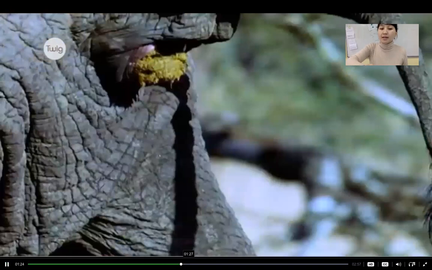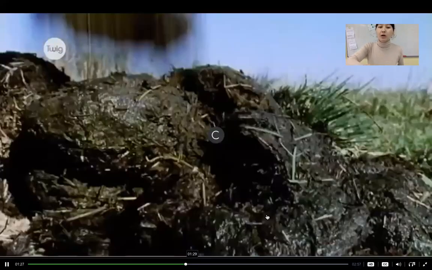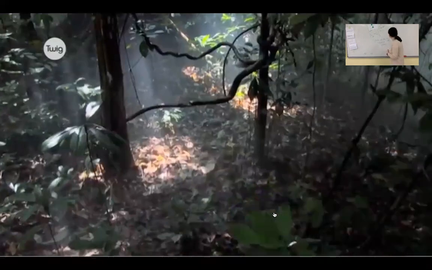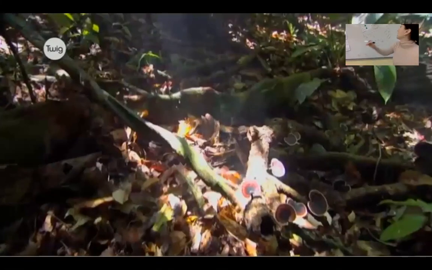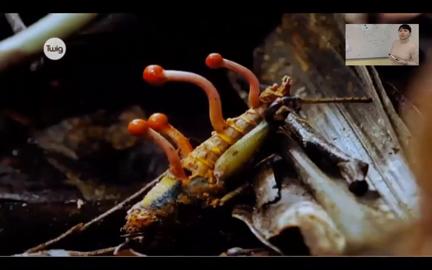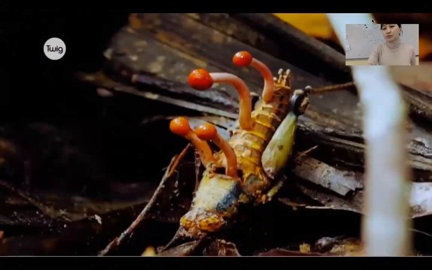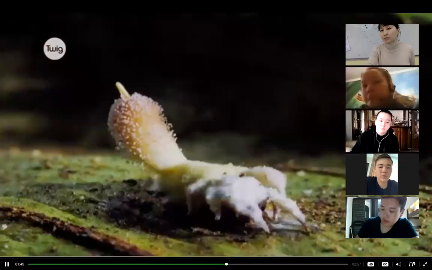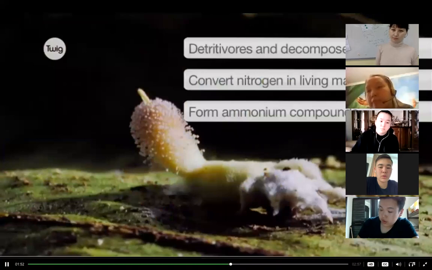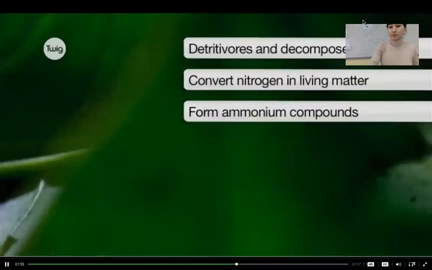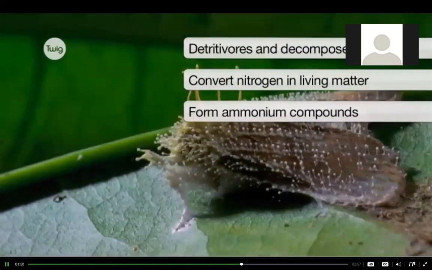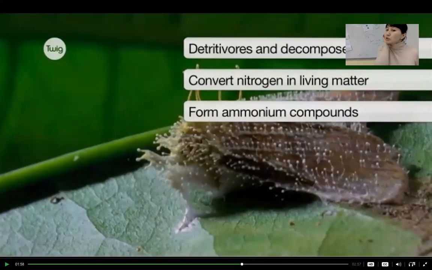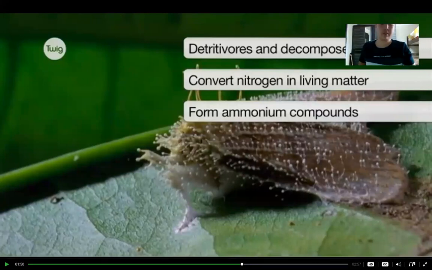Nitrogen in living things. They give out urine, feces, and when animals and plants die, dead and decaying matter is broken down by detritivores, like worms and woodlice, and decomposers, fungi and bacteria, which convert the nitrogen locked in these proteins and waste products into ammonium compounds. Is it clear? What do they do, detritivores and decomposers?